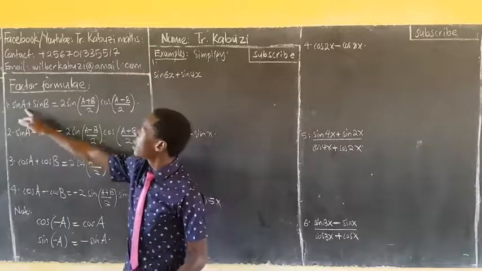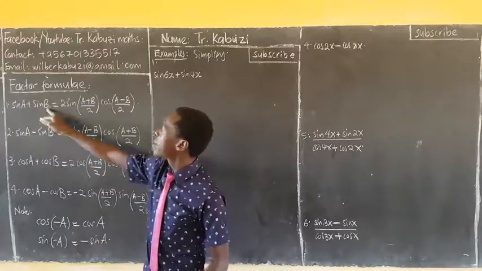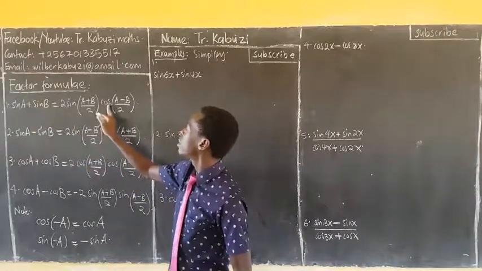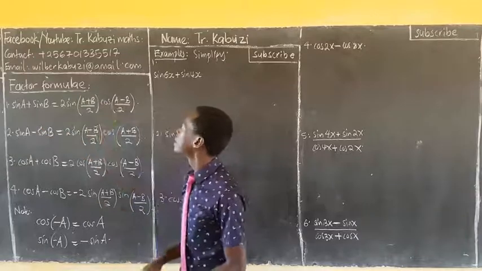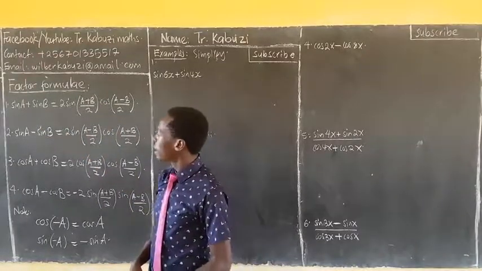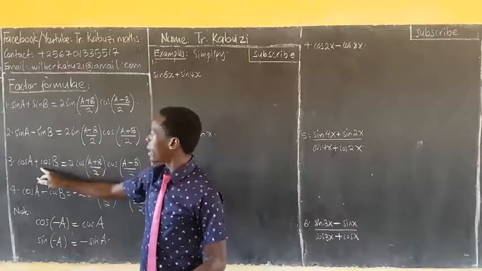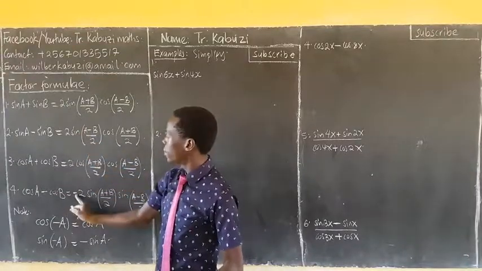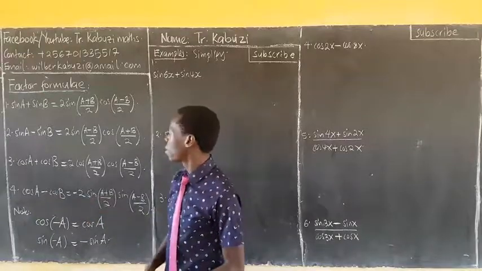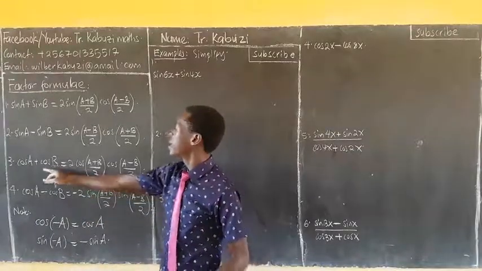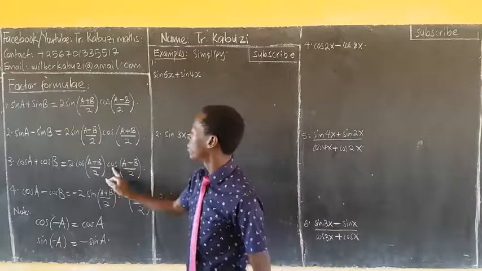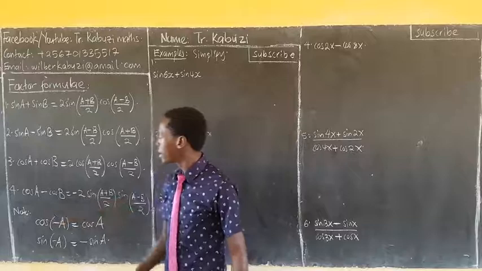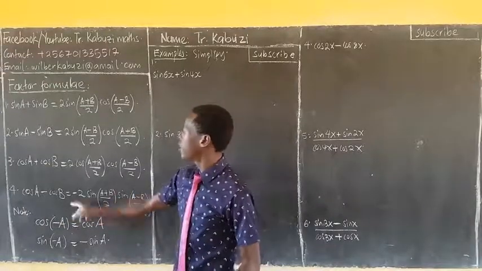Now, when you have sine A plus sine B, you get 2 sine of (A plus B) over 2, times cos of (A minus B) over 2. You add the angles and divide by 2, then for the cos you subtract them and divide by 2. For cos A plus cos B, it is 2 cos of the sum over 2 times cos of the difference over 2. The only change is when we are subtracting cos: we get negative 2 sine, with a negative here.